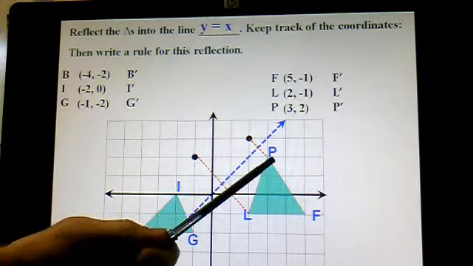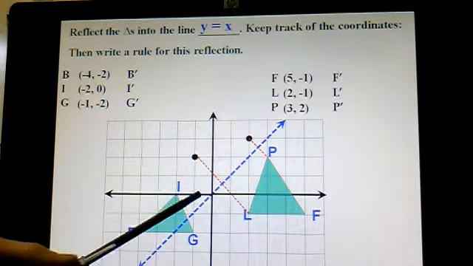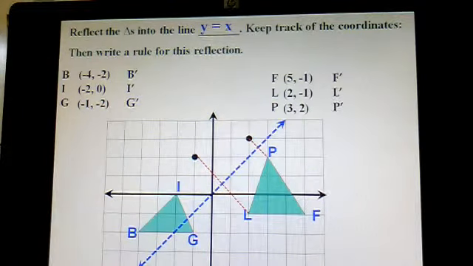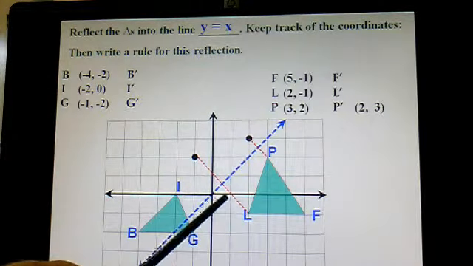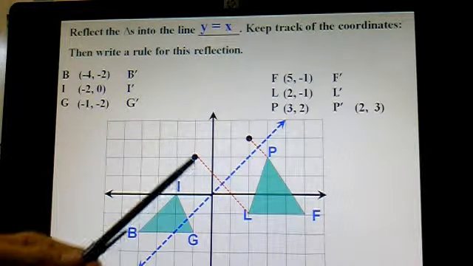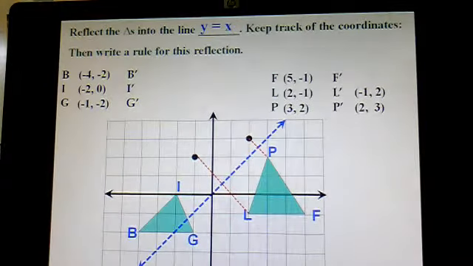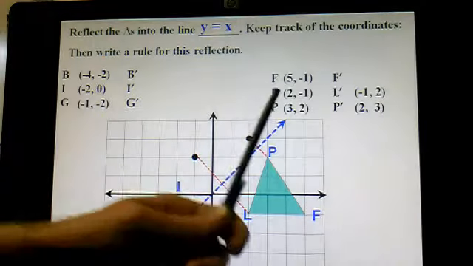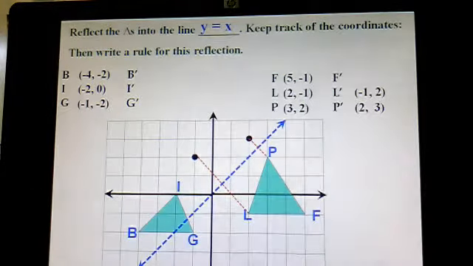Look at where P ended up. It started at (3, 2), and now it's at (2, 3). There is something interesting here, so we're going to go into the numerical part of the problem. Something very interesting numerically is happening to go from (3, 2) to (2, 3). Look at where L prime is. L prime is (-1, 2). If you write that down, you might automatically start to see a little pattern here. What do I do with these to get that?